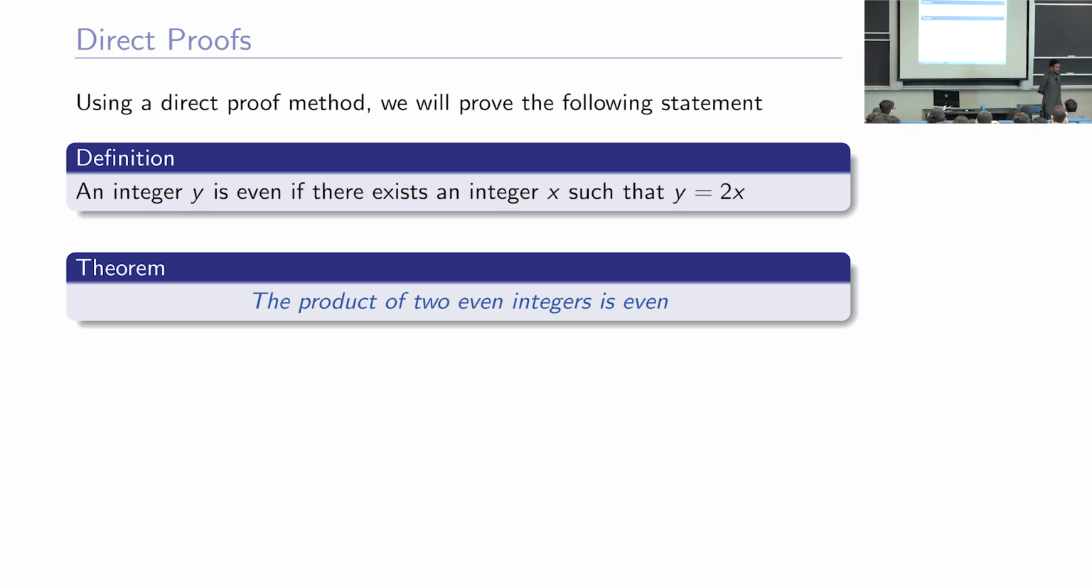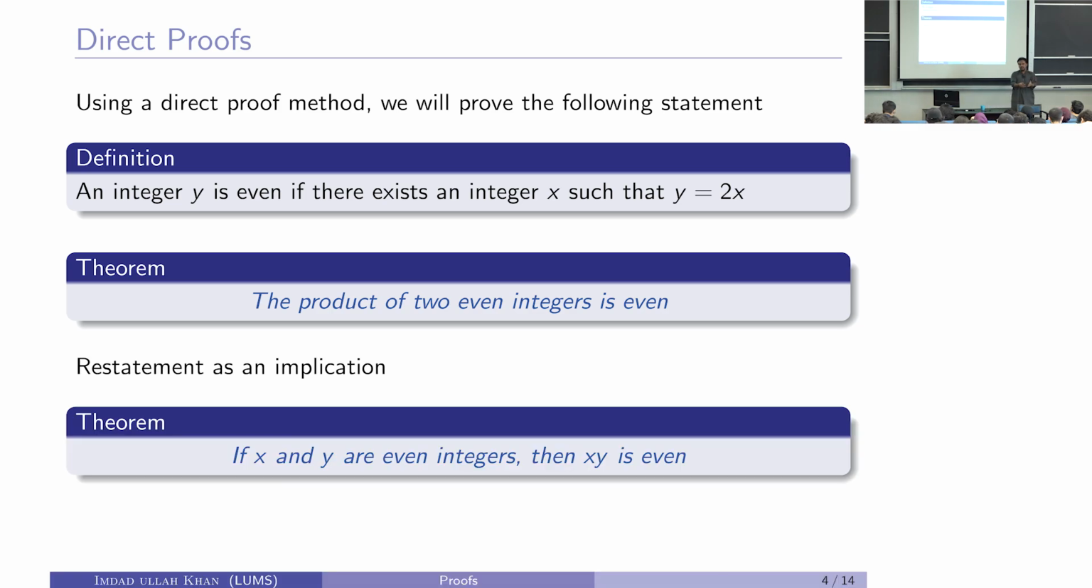If an integer x is divisible by 2, then x is even. That's a definition of even. No, this is not the statement. Where is the product? This is about the product. So it says if I multiply 2 even integers, I will get an even product. If I multiply x and y and both x and y are even integers, then the product x times y will also be an even integer. So if x and y are even integers, then x times y is also an even integer.